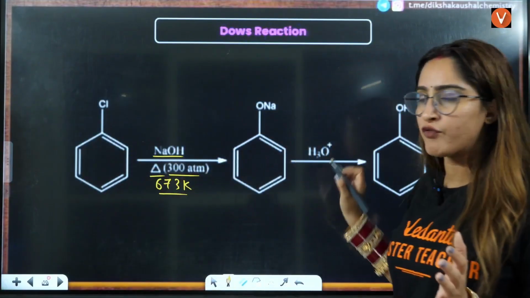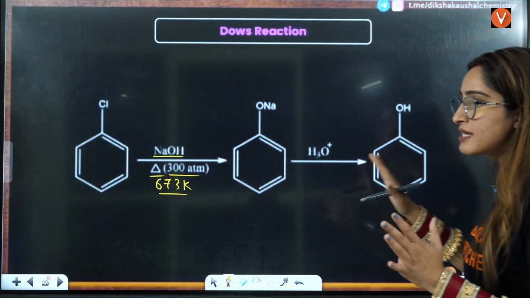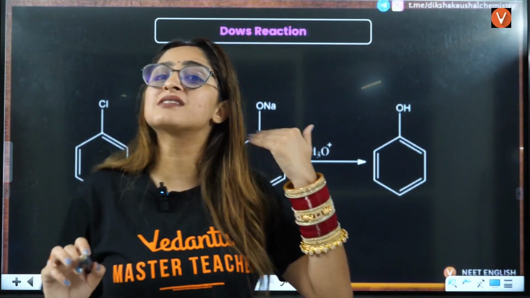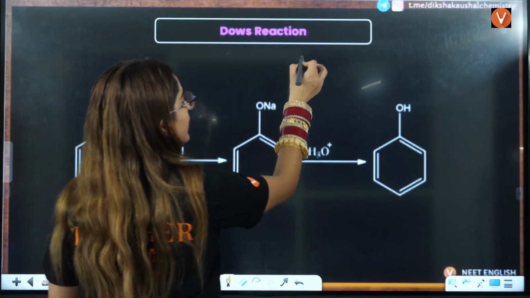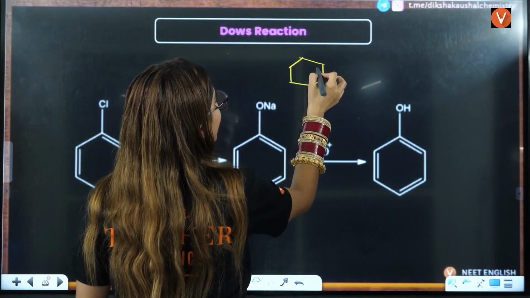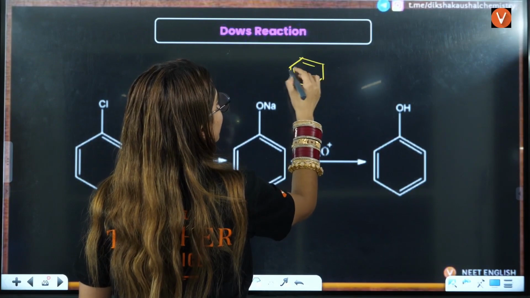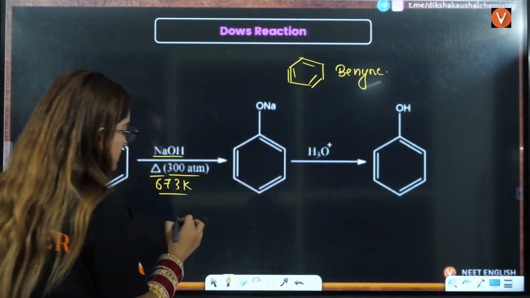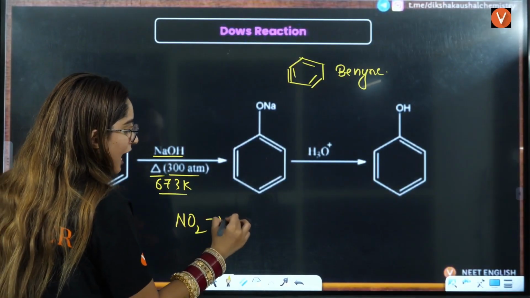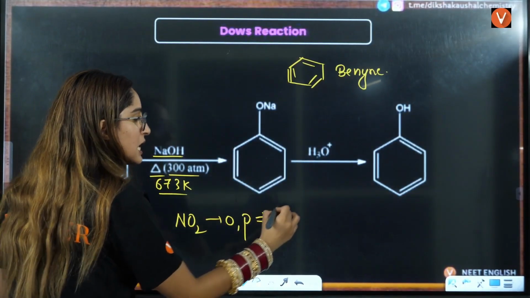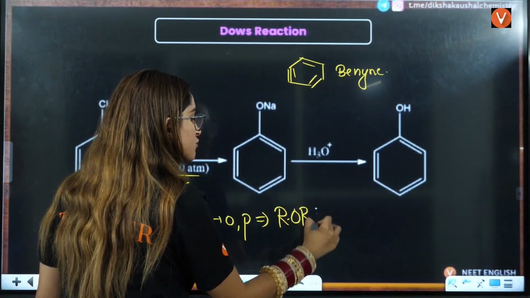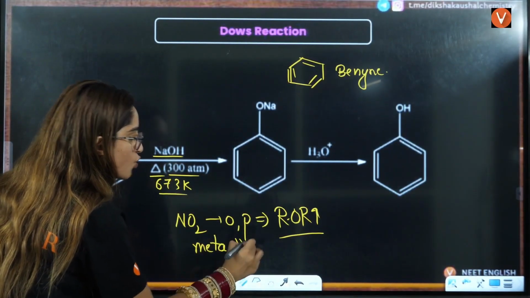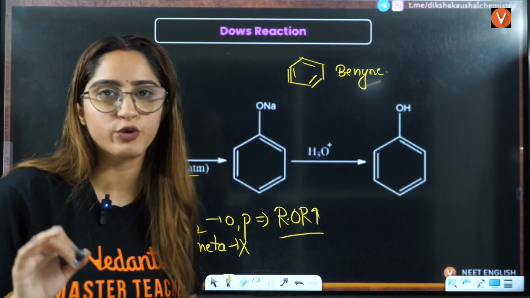We will have the formation of ONa. And after adding acidic water, you will have the preparation of phenol here. Right, here benzyne is formed as the intermediate. You can write it down. Benzyne is formed as the intermediate here. And the next important thing is, when an NO2 group is attached at ortho and para positions, the rate of reaction will increase. But at the meta position, there is no effect of the electron withdrawing group, right?